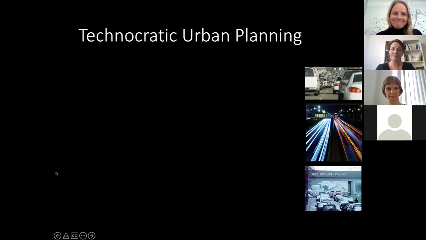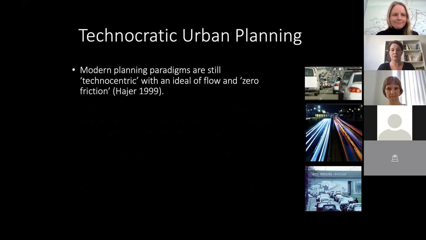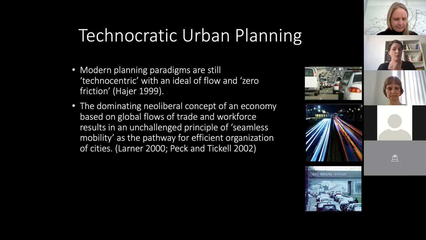Perfect. And then basically what Hajer said in 1999, he said that these modern planning paradigms are still technocentric with an ideal of flow and zero friction. So it's all about moving as fast as possible and without anything that creates obstacles. And of course, we can see from a lot of research around the world on what happened during those years of modernization, public transport and pedestrians and bikers, they are inhibiting the flow. So the cleaner we get the spaces, the more flow we get for the car.